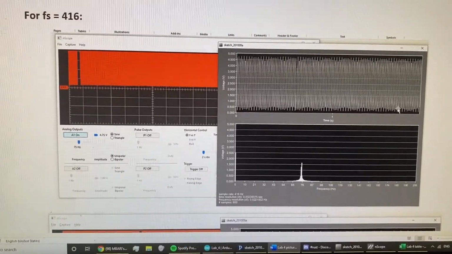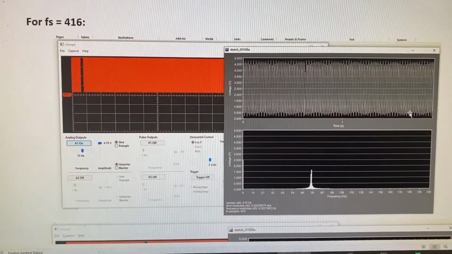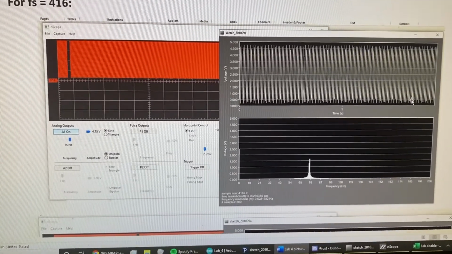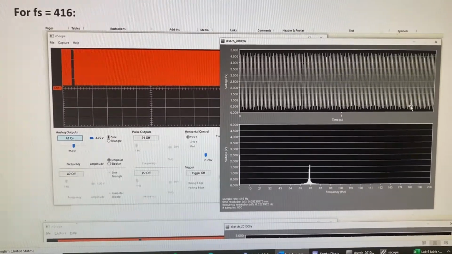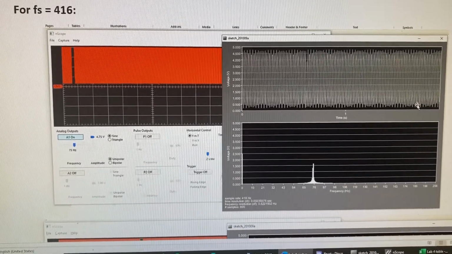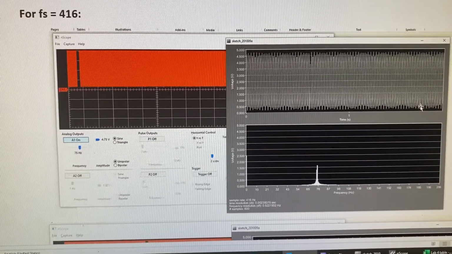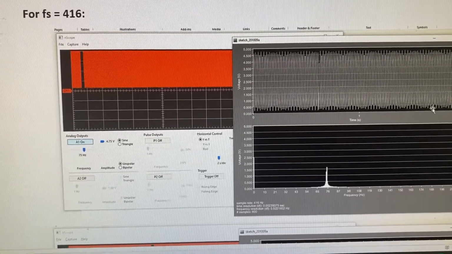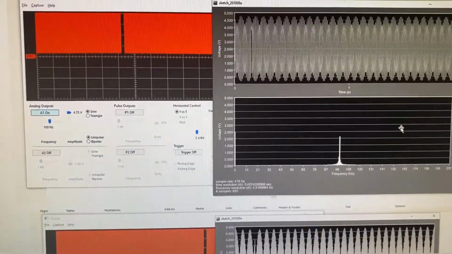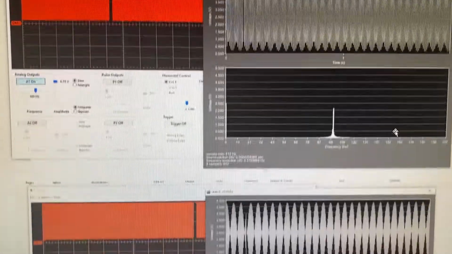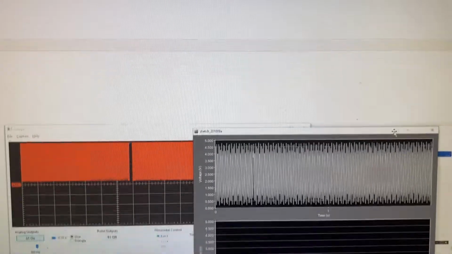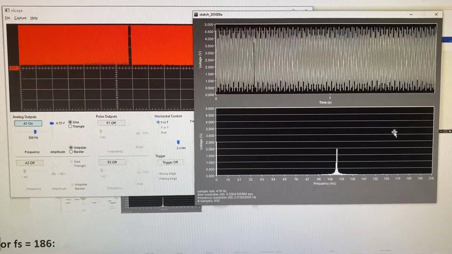Now I'm going to be presenting each result for the different sample frequencies we had. I'm going to show one by one because the resolution doesn't look too good when I show 3 at the same time. So this is for 416 with 75 Hertz. This is at 100 Hertz, 215 Hertz, and 300 Hertz.